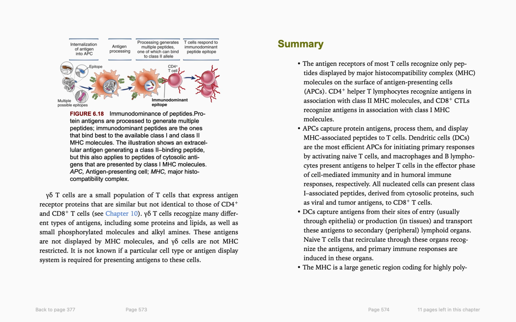Alpha delta cells are a small population of T cells that express antigen receptor proteins that are similar to but not identical to those of CD4 and CD8 T cells. The alpha delta T cells recognize many different types of antigen, including some proteins and lipids, as well as small phosphorylated molecules and alkyl amines. These antigens are not displayed by MHC molecules, and alpha delta cells are not MHC restricted. It is not known if a particular cell type's antigen or antigen display system is required for presenting antigen to these cells.